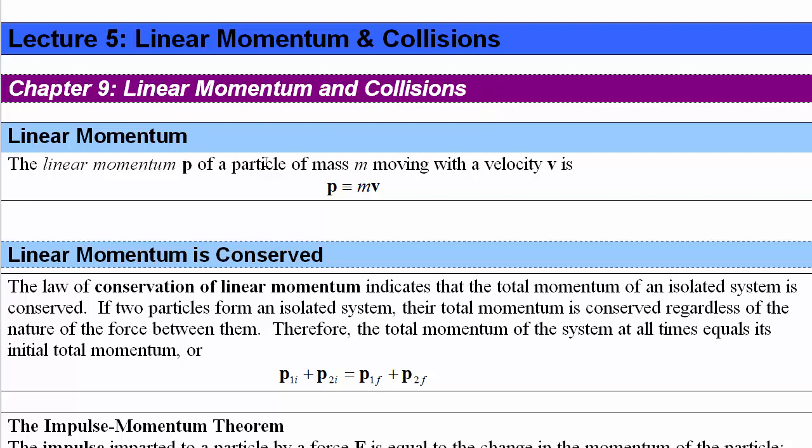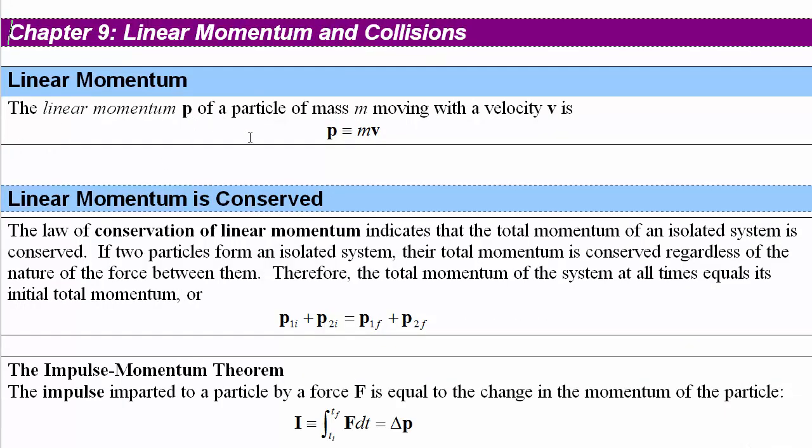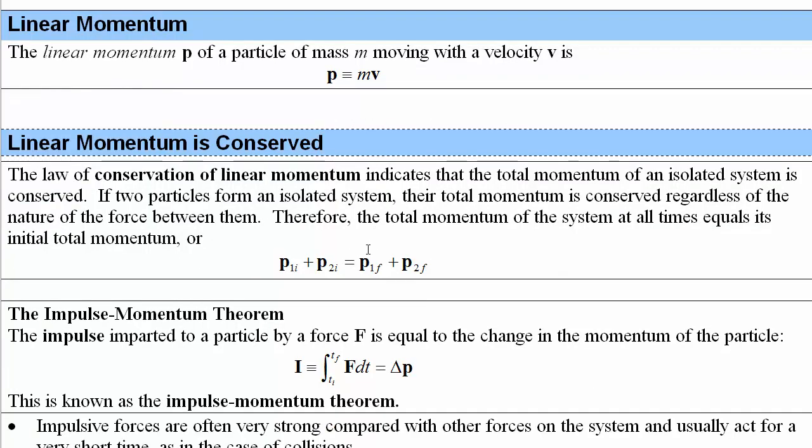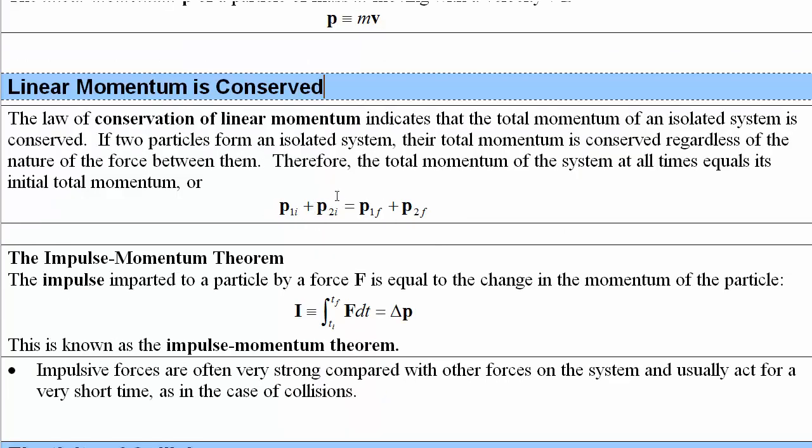Chapter 9, Linear Momentum and Collisions. Linear momentum, p, of a particle of mass m moving with a velocity v is p equals mv. Linear momentum is conserved, so that means that if you have a system where no external force acts on it, then the momentum before some kind of interaction is equal to the momentum after that interaction. A system can't change momentum unless an external force acts on it.